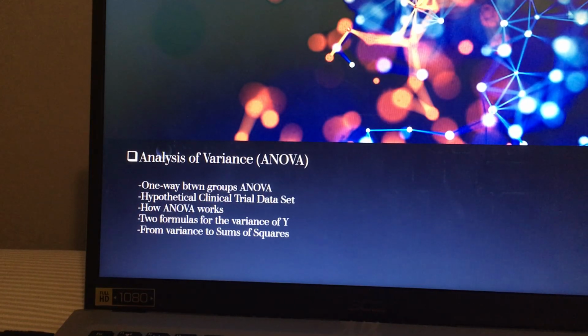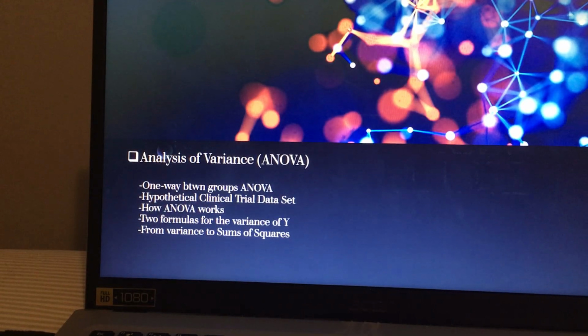So H subscript 0 could be written out as mu of P for placebo equals the mu of A for anxiety-free equals the mu of J for joyazepam. So as a consequence, our alternative hypothesis is that the 3 population means are not all equal, okay?